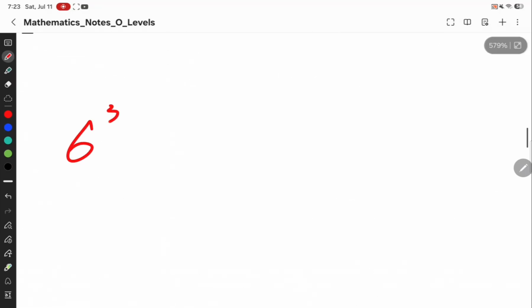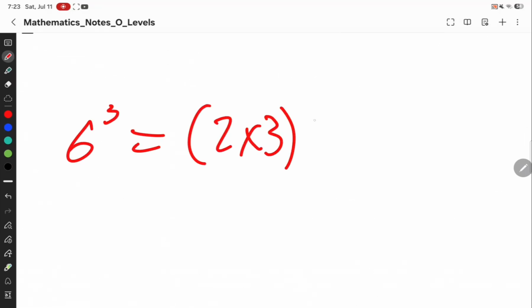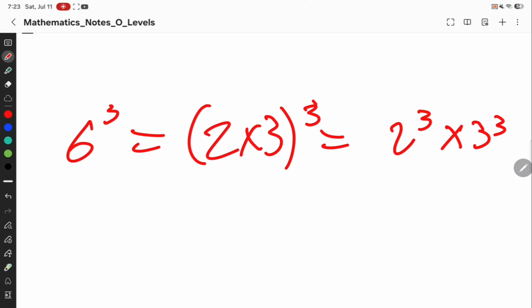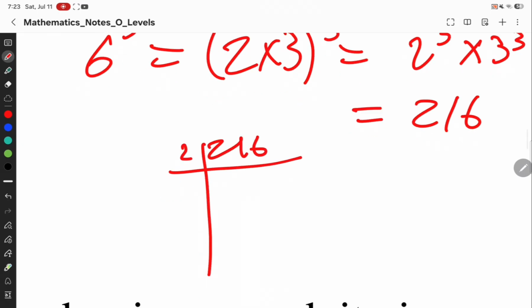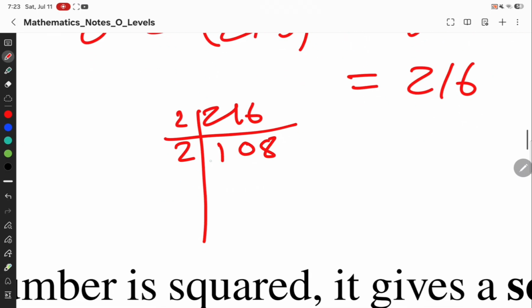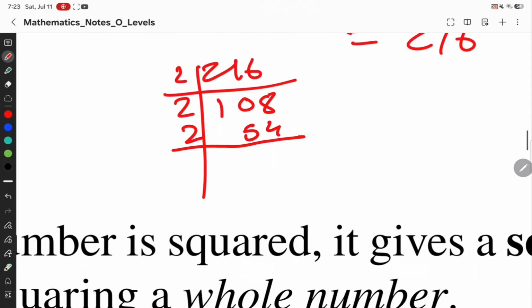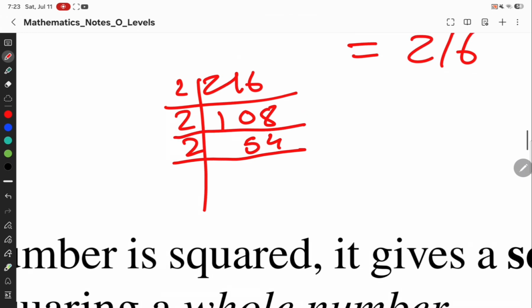Example, 6 cubed gives us 2 times 3 cubed, which is equal to 2 cubed times 3 cubed, because the 1 is invisible. We do not write the 1s usually. So if we just do this, we basically do 1 times 3, which is just 3 itself. And this gives us 216. And we can also see it for ourselves. If we do this, 108, 54, and this will give us 27, 1.